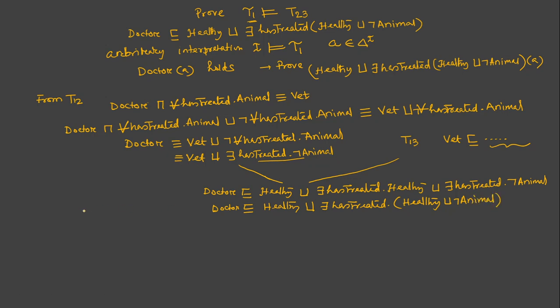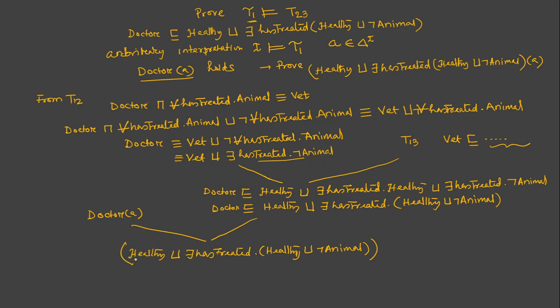right? Now what we have? We have assumed that Dr. A holds. Dr. A holds. Now if we combine these two, then A will become the member of this has treated healthy union not animal, and A will be a member of this, which was the kind of thing that we wanted to prove, and that we have proven, right?